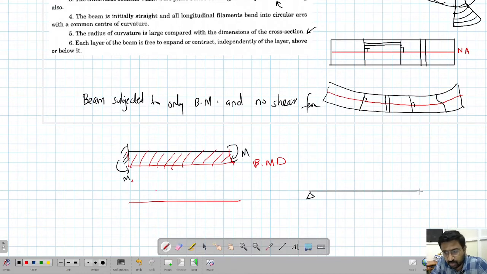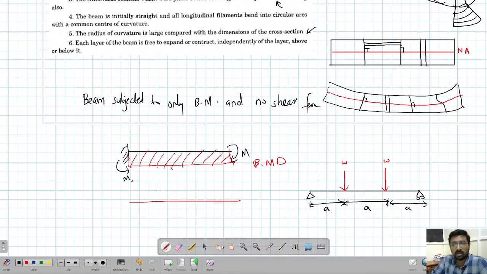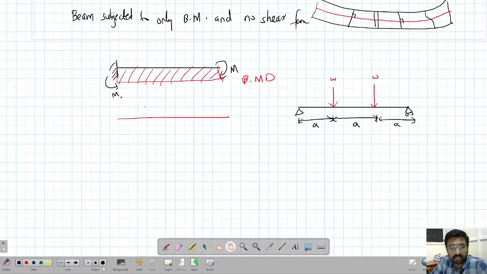So if you have a simply supported beam, what you do is put two loads in a symmetrical way. This is W, this is also W, and these distances are also the same, A. Now, if you find the reactions, you'll find that the reactions are the same as W. These are the reactions.